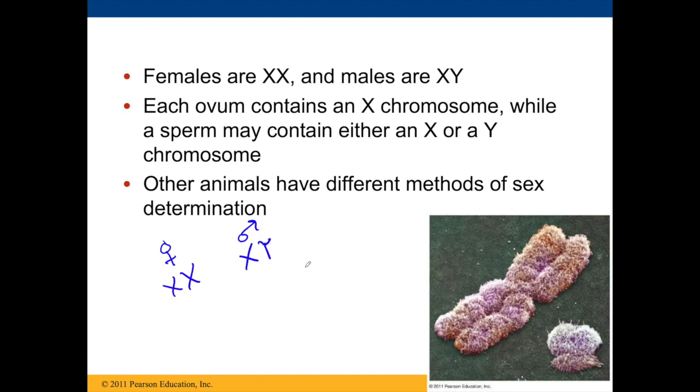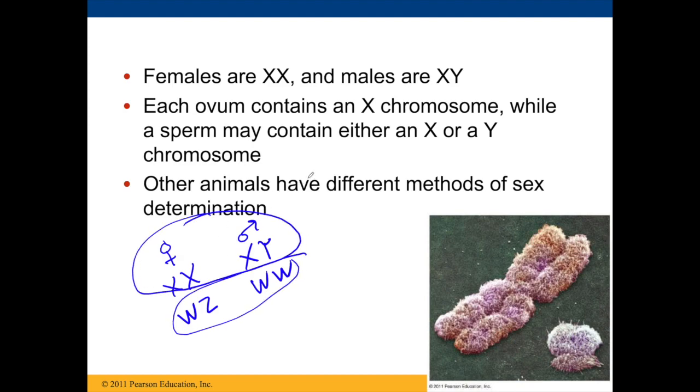But not everybody does it like that. For example, birds are the exact opposite. In a bird, the male is the homogametic sex, and females are the heterogametic sex. Now, it's called W and Z instead of X and Y, but it's the same idea. Now, again, you don't have to memorize the way the birds do it. Memorize the way that humans do it, but just so you don't leave thinking everyone does it in the same way, not everybody does it in the same way.